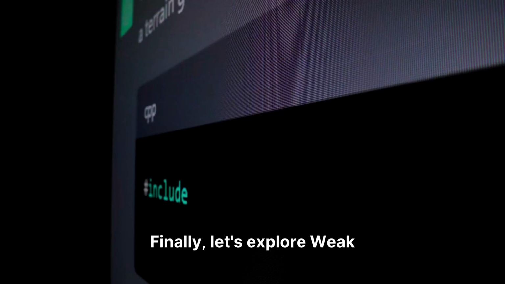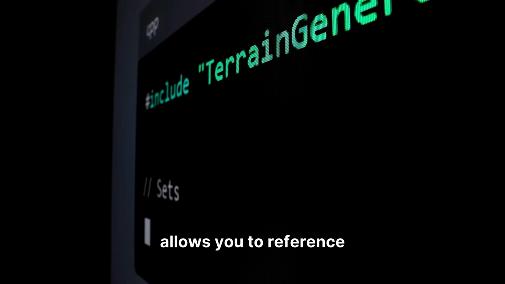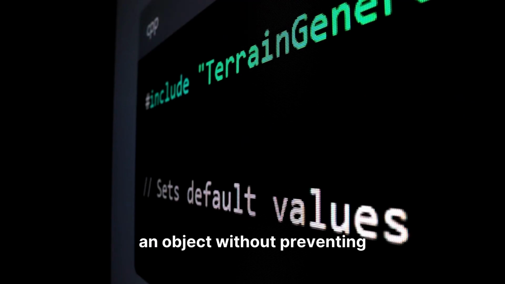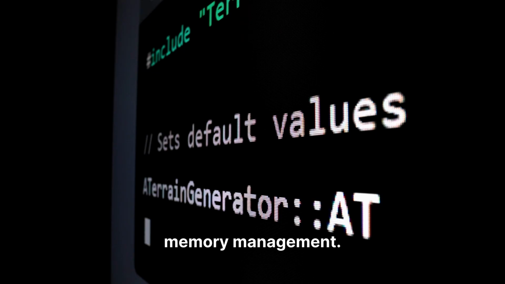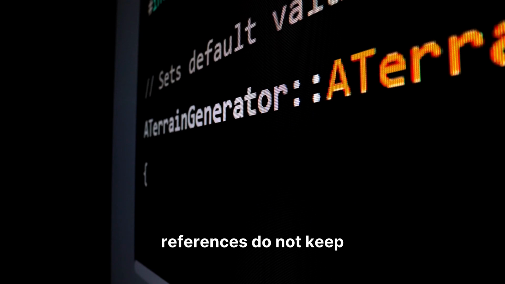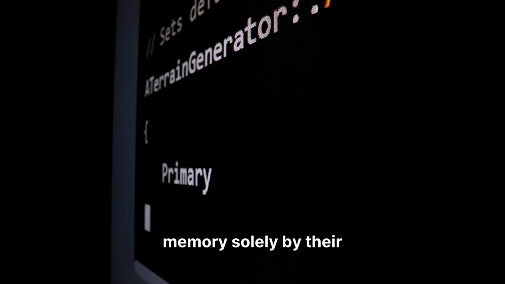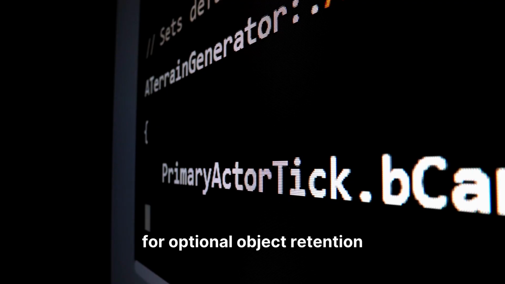Finally, let's explore weak references, a more advanced and nuanced concept that allows you to reference an object without preventing its garbage collection, offering a flexible approach to memory management. Unlike standard references, weak references do not keep an object alive in memory solely by their existence, providing a mechanism for optional object retention based on memory availability.